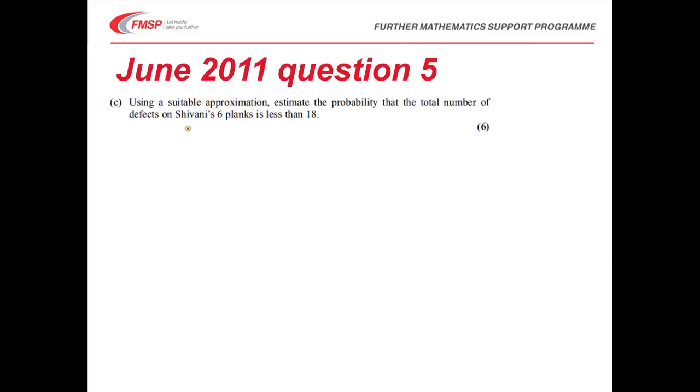So part C, we're now asked to use a suitable approximation to estimate the probability that the total number of defects on Shivani's 6 planks is less than 18. So we're now effectively treating this as 1 plank of wood, which is 600 centimeters long. Okay, and we want the probability that the plank is less than 18. So this is really, if you think about this, if I call it P for plank, this is really a Poisson distribution. Okay, and the Poisson distribution that it's going to be is a Poisson 30.